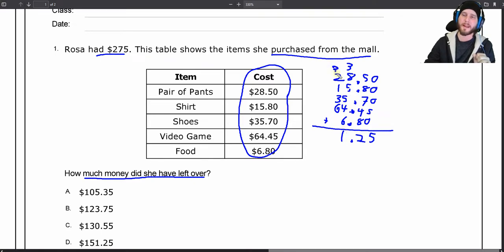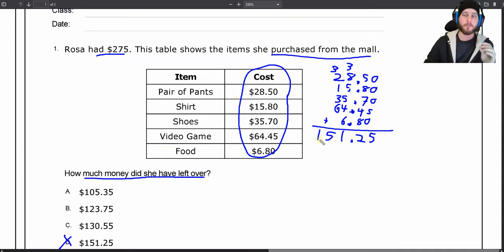Carry my 3 again. 3 plus 2 is 5. Plus 1 is 6. Plus 3 is 9. Plus 6 is 15. So she spent $151.25. That's not the correct answer, though.